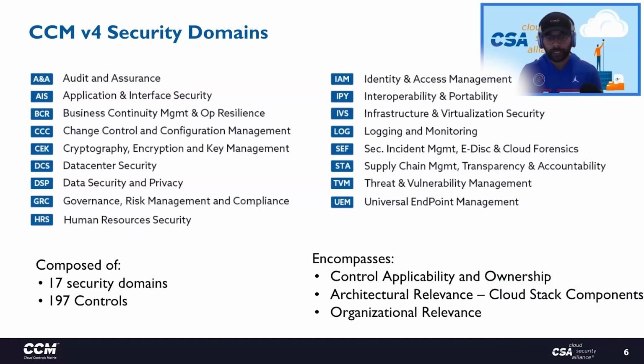And if we look into all these 17 security domains, the three pillars that all these security domains encompass are control applicability and ownership: how is this control applicable to the cloud service provider versus cloud service customers, and who would be the owner for that particular control in that particular domain. Then the architecture relevance around the cloud stack components, and then ultimately the organizational relevance: is this control relevant to my organization?